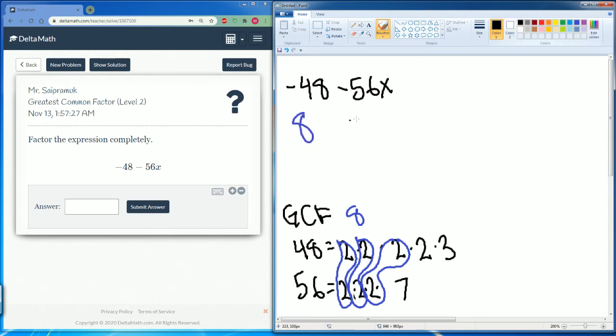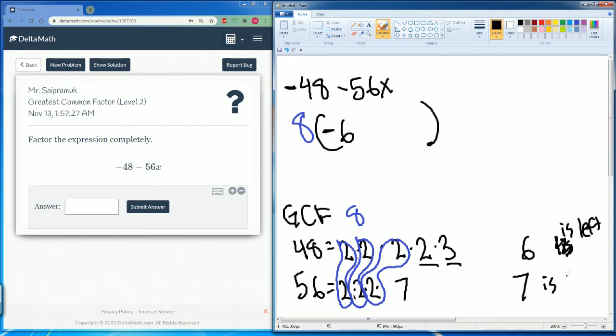Okay, we put a parentheses to see what is left over. So what is left over here? 2 times 3, which is just 6, is left. So notice it's a minus, so we put minus 6. Then here we have a 7 is also left. So we put, notice the minus 7.